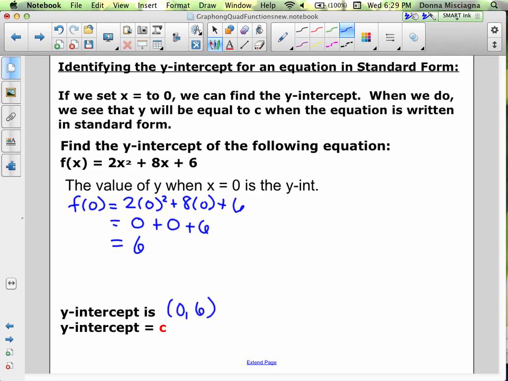So when your equation is in standard form, you don't have to do any work to find the y-intercept. It's the value of the constant. So your y-intercept is always equal to c when your equation is in standard form. So that's the easy thing to find in standard form, the y-intercept. All of the equations have one thing you don't have to do any work for. For the standard form, it's the y-intercept.